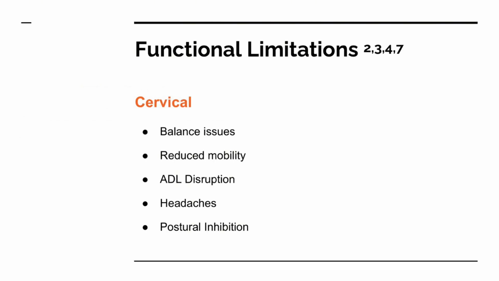All right, next we just have some functional limitations. So these are limitations of function related to the cervical region and also secondary to vertigo symptoms. So this will present as balance issues, reduced mobility, ADL disruption, headaches, and postural inhibition.